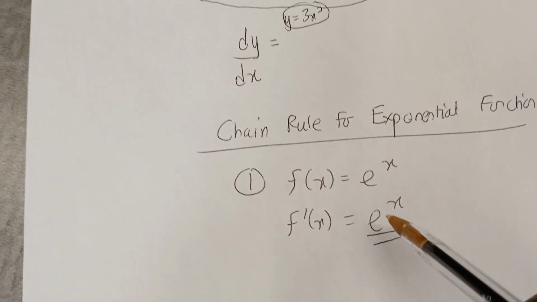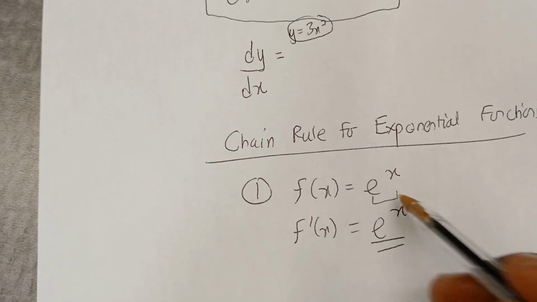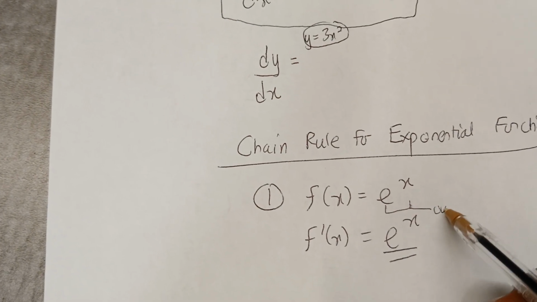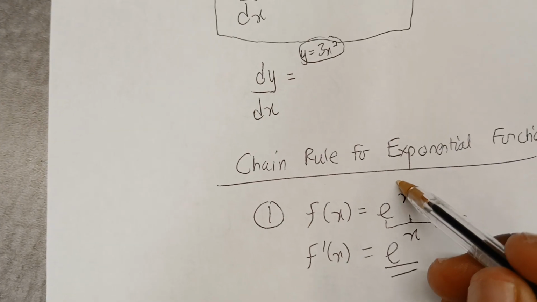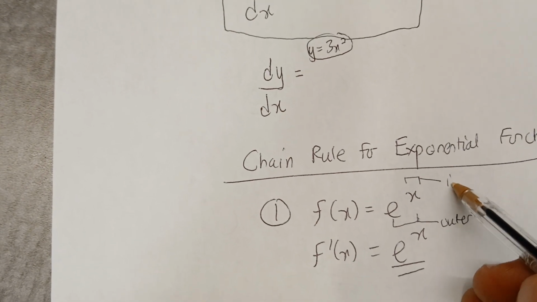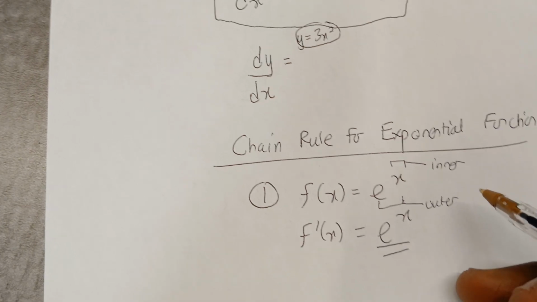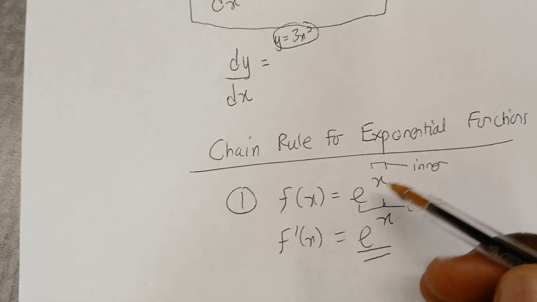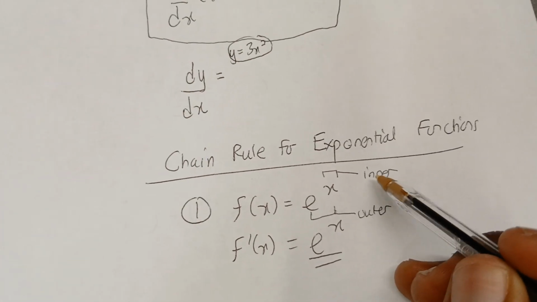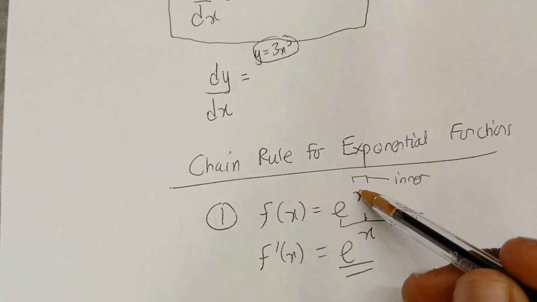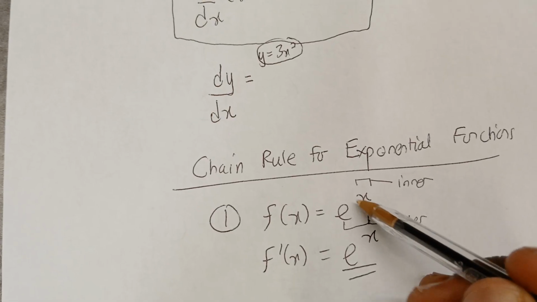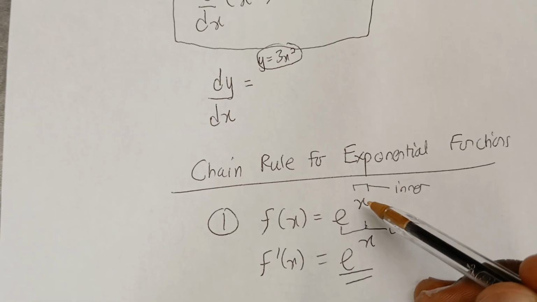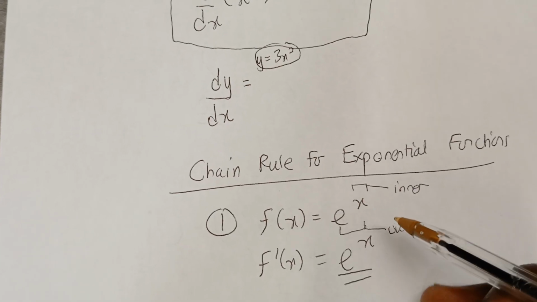forms of the function here. There's the outer function, what I just labeled. This is the outer function, and this is the inner function. The outer function's derivative is e to the x. The inner function's derivative is just 1, because the derivative of x to the first power, x, is 1.